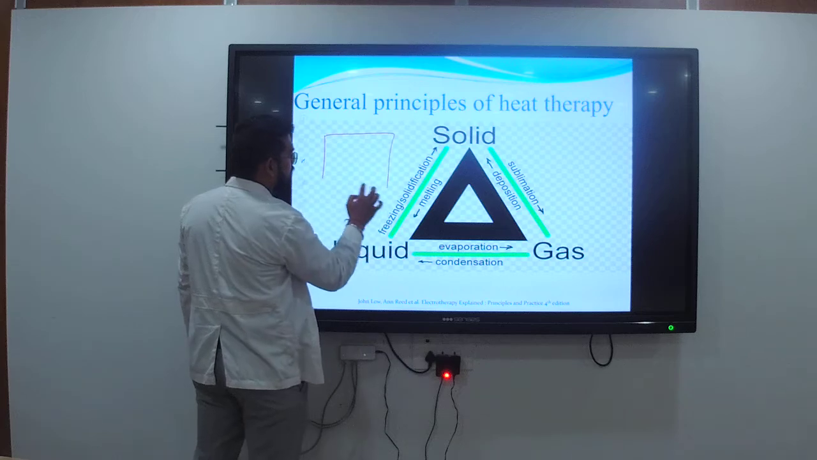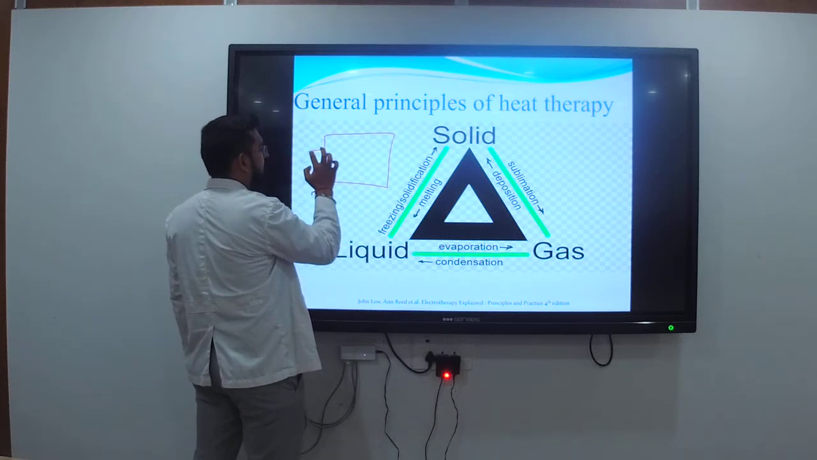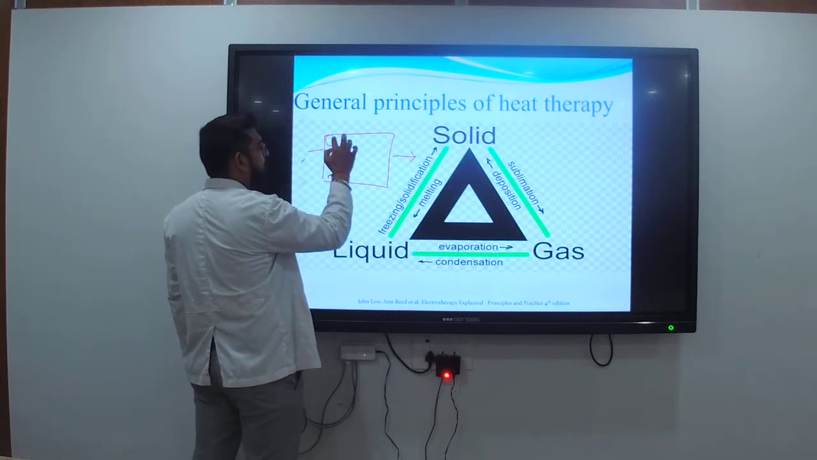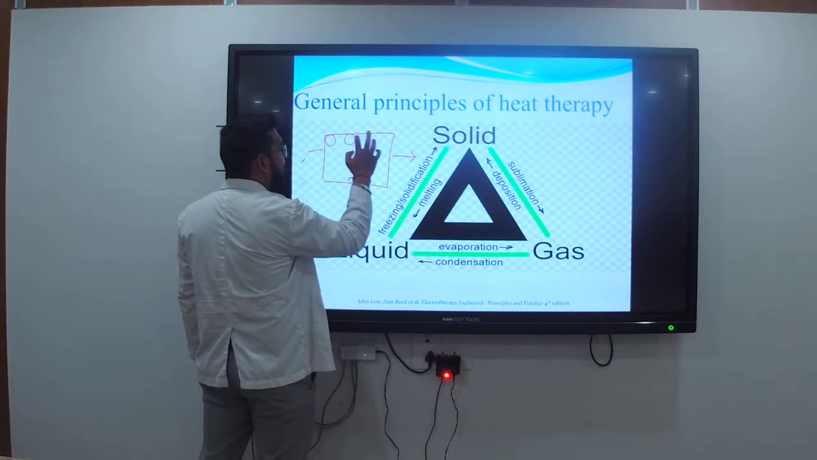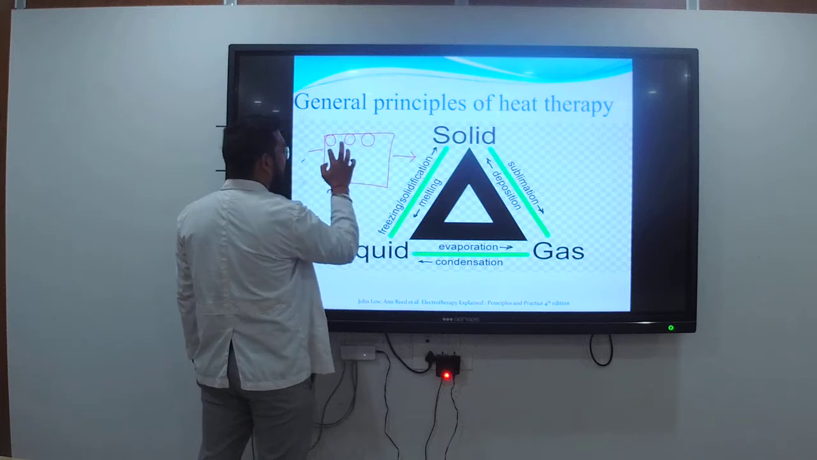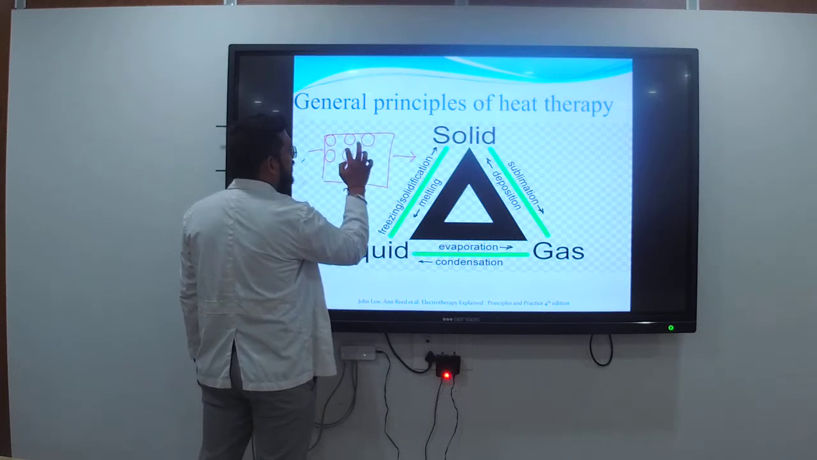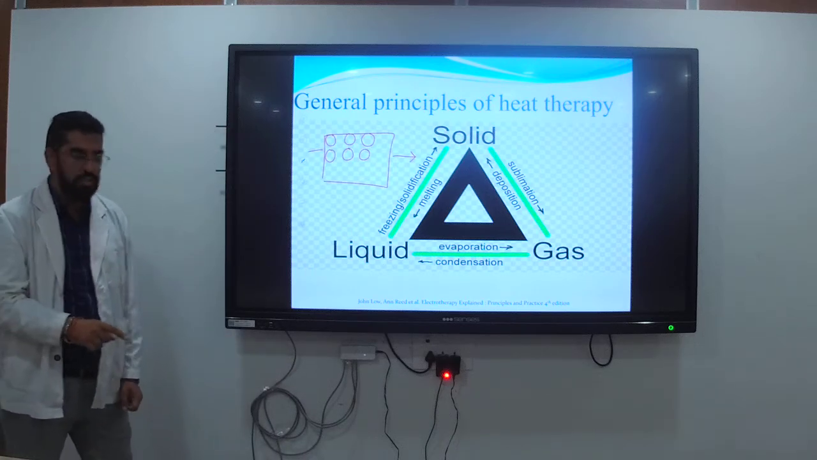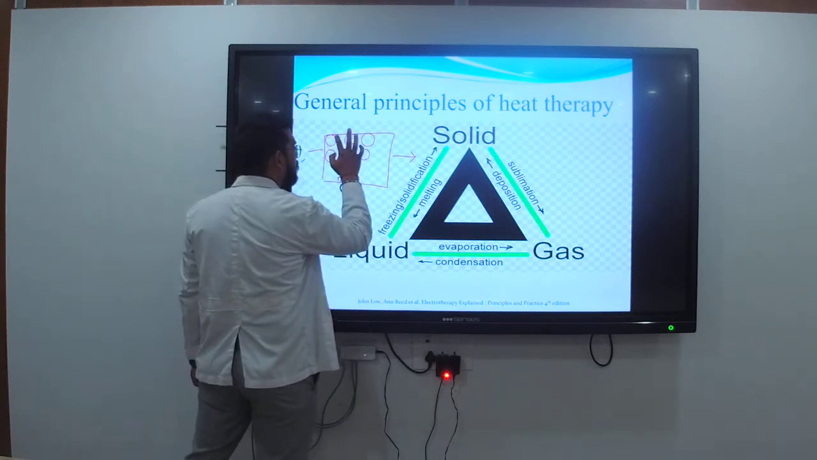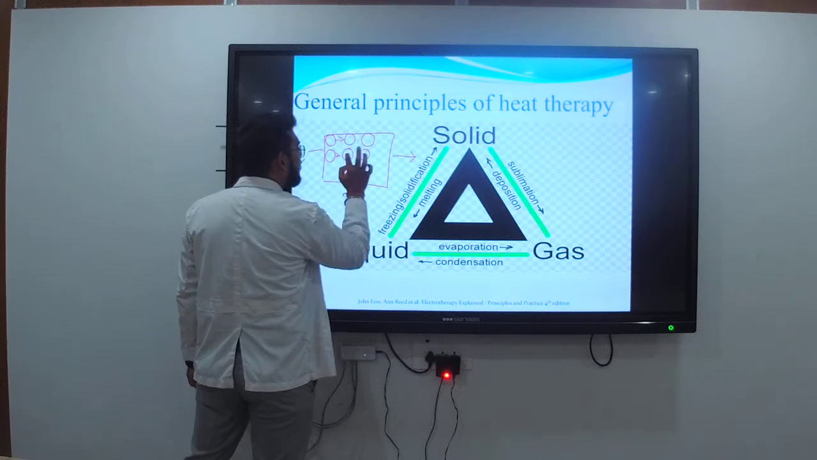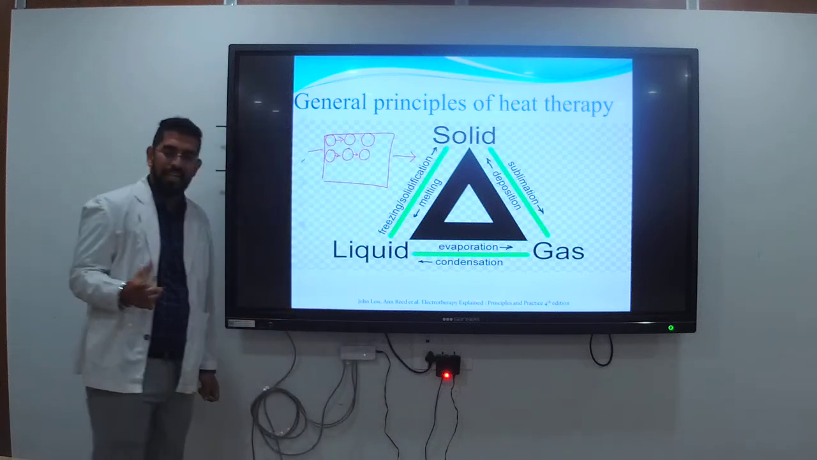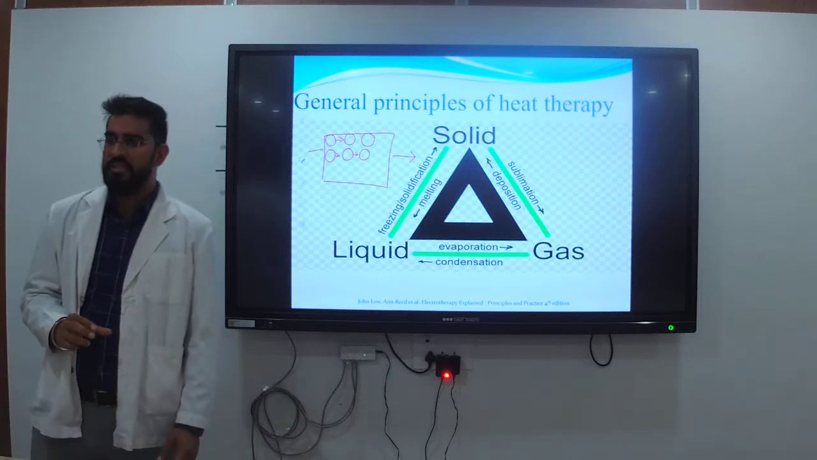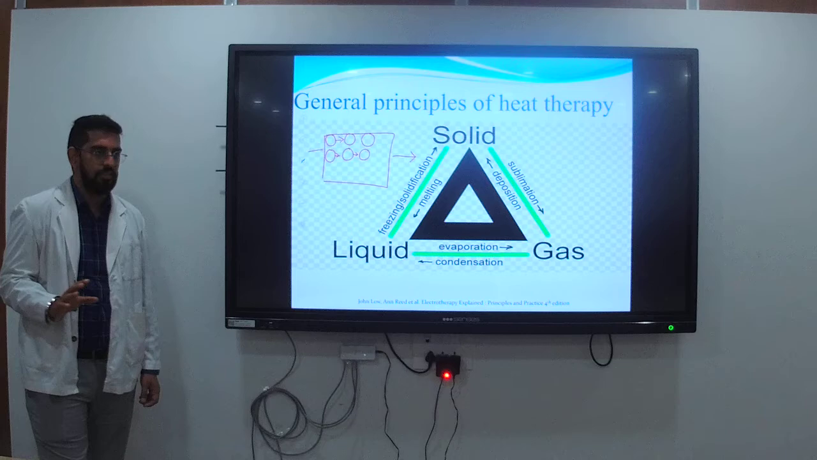What will happen? This object will start elongating, and the molecules which are present close to each other start moving apart from each other. So what will happen now? These molecules will have some space to oscillate.